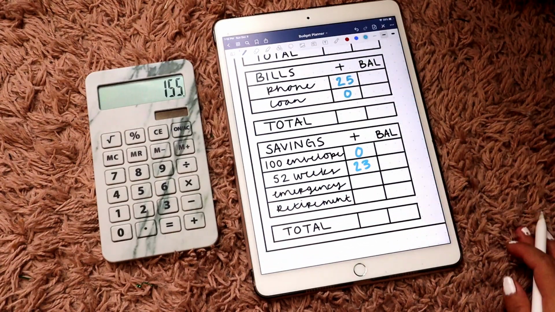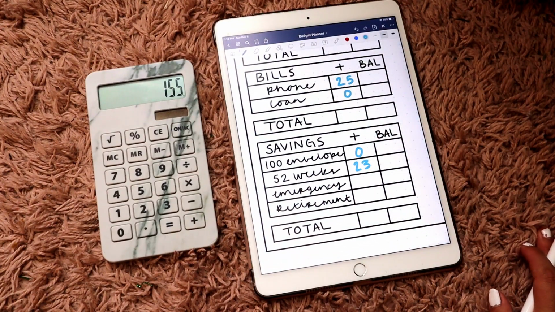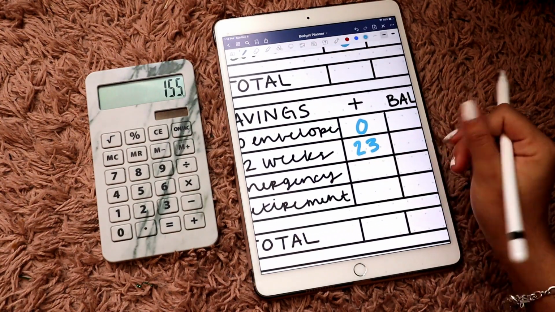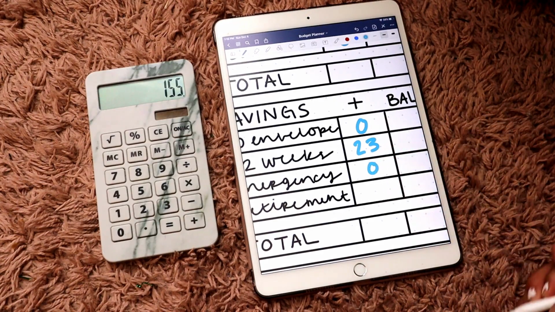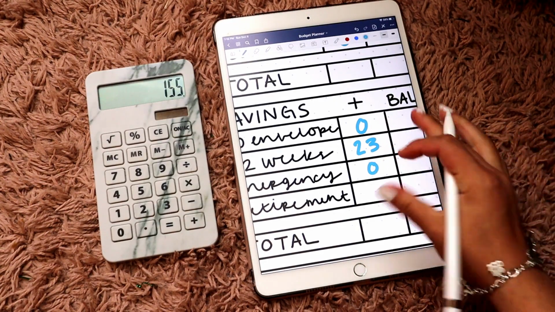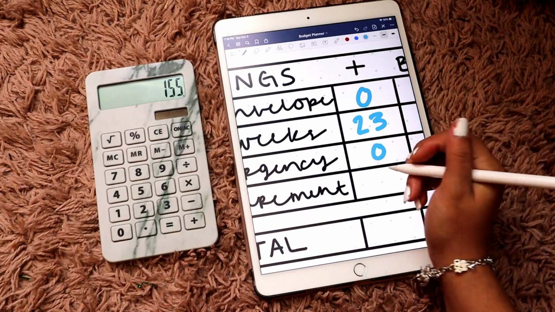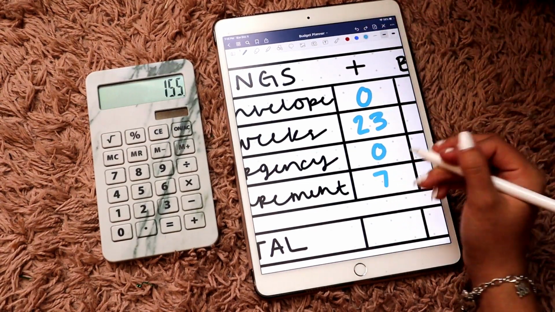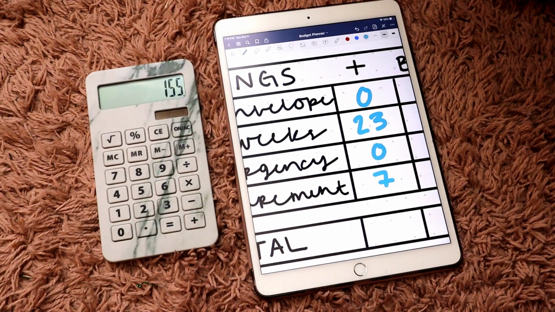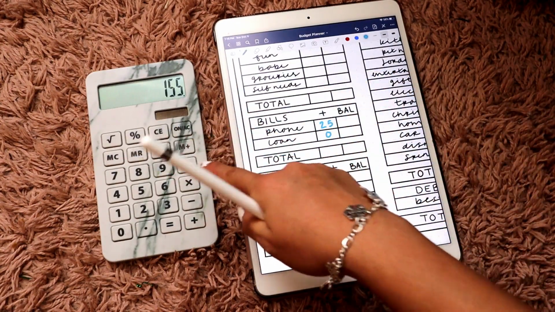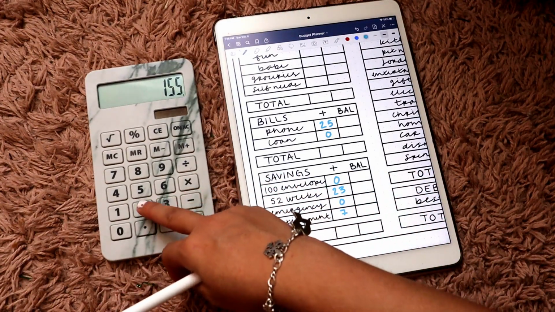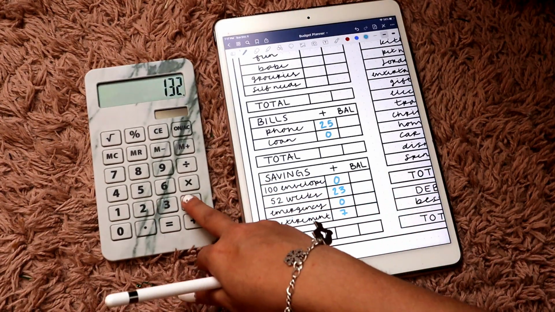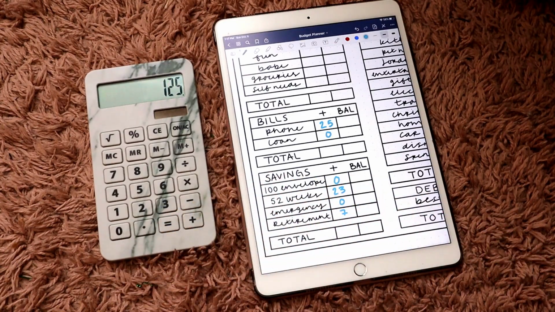So after that is my emergency. The emergency fund is already fully funded with its first $1,000. So I'm not going to start stuffing that again till January, which means it is going to be receiving 0. Then we have retirement. So retirement always gets $7 a week, and I try to never change that just because it's important to me to stay on track for that. So now what we're going to go ahead and do is come back to my calculator, subtract the 23, and then we're going to subtract the $7. Which means we have $125 left.